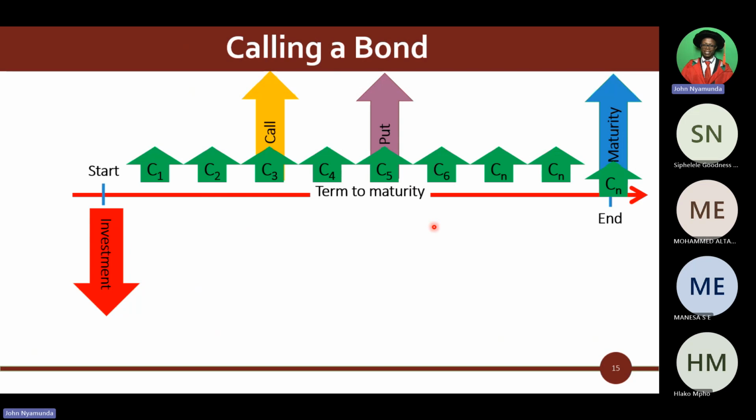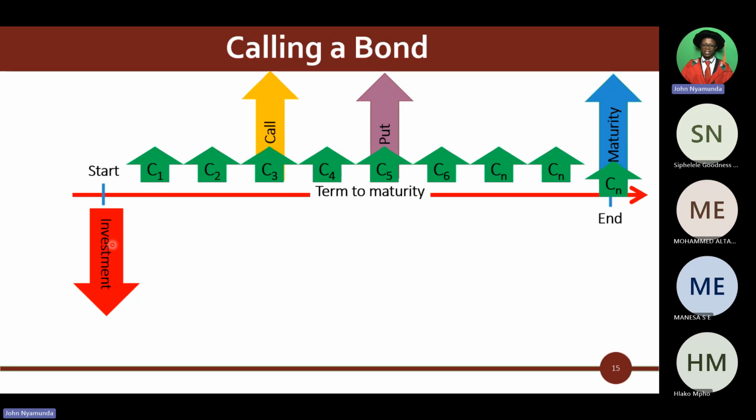And putting a bond is similar but different. In this case, the shoe is on the other foot. In putting a bond, you were invested in a bond, but at a certain point in time, you come out of the bond and buy shares. So it's a putable bond. Now, as an investor, you are exercising the put.